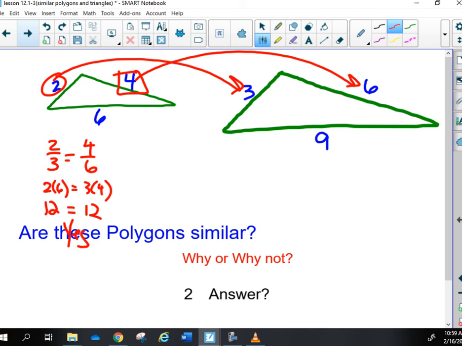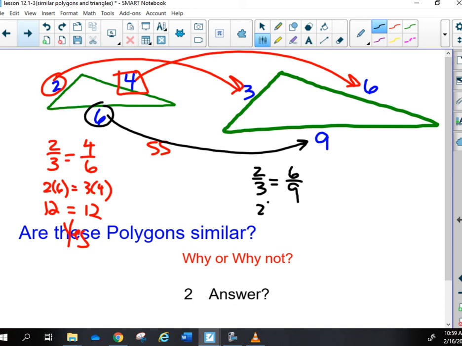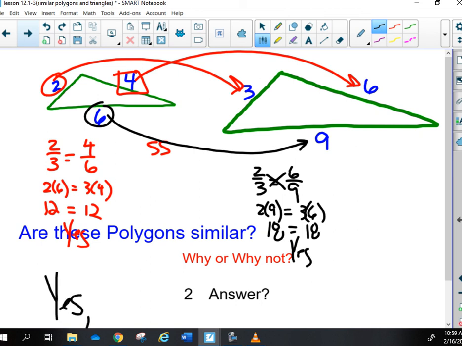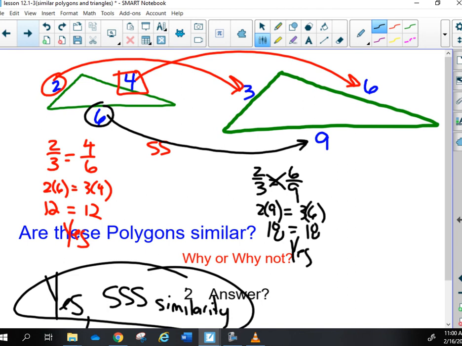So this part right here works, but that right now is only SS. We need one more S. So I need to check, and I've already used the 2 and the 3. Is 6 over 9 the same? When I cross multiply, is 2 times 9 the same as 3 times 6? And we have a yes there. So we can say these things are similar by SSS. Remember to put similarity on there. You can't just put SSS anymore. That deals with triangles.